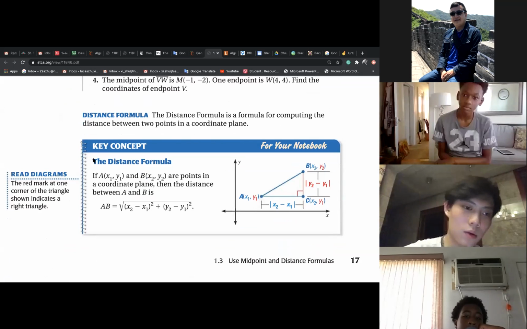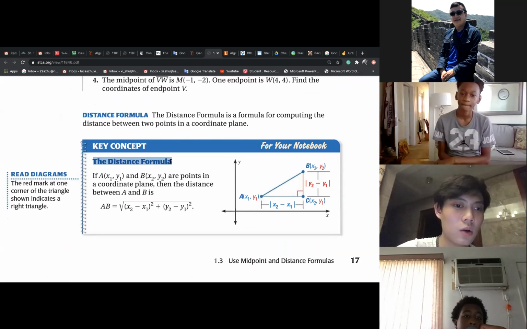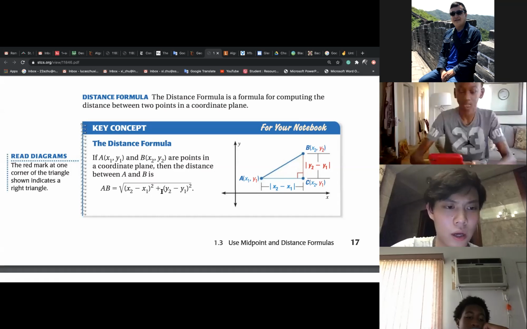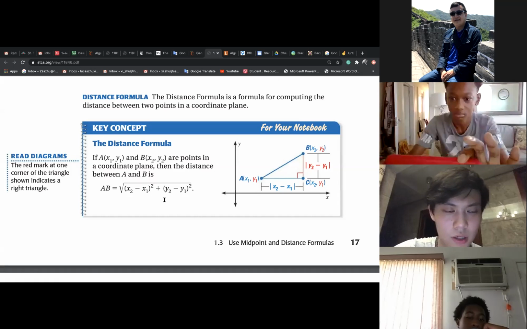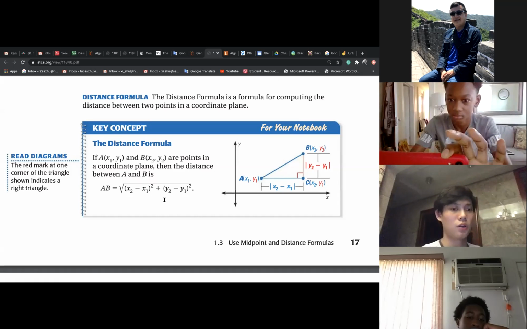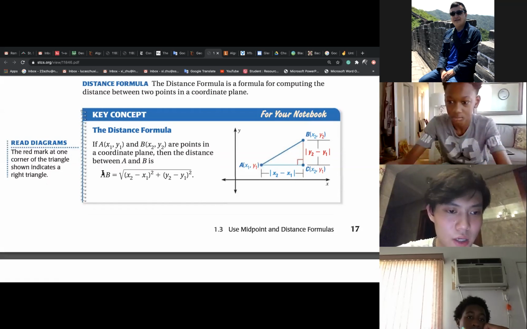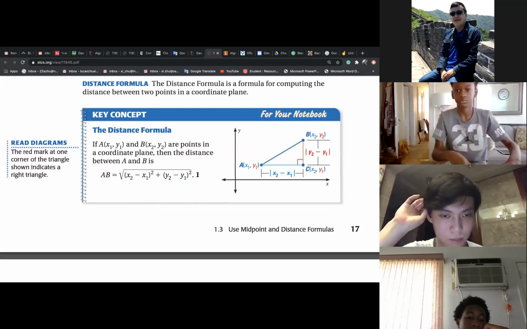And the second formula, the distance formula, which you are also gonna use a lot, not only in geometry, but also in algebra 2 and calculus, in high school and college. So here you gotta write this down. This is a really important one.